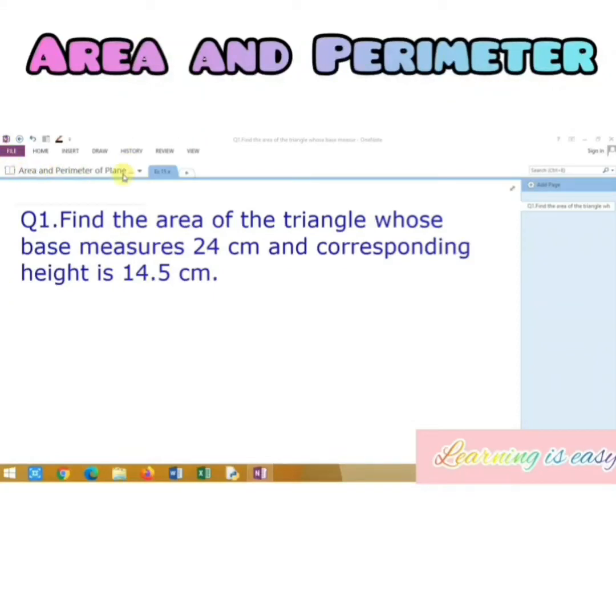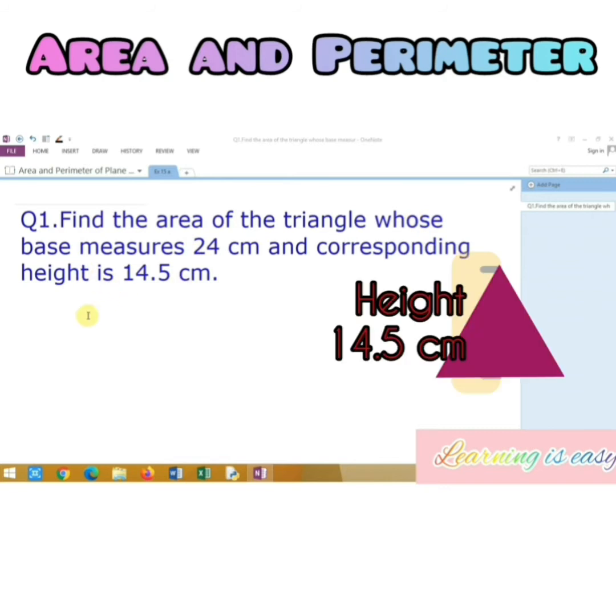Hello viewers, today we'll see area and perimeter of plane shapes. For any shape, remember area is the inner part of the shape and perimeter is the outer part of the shape.